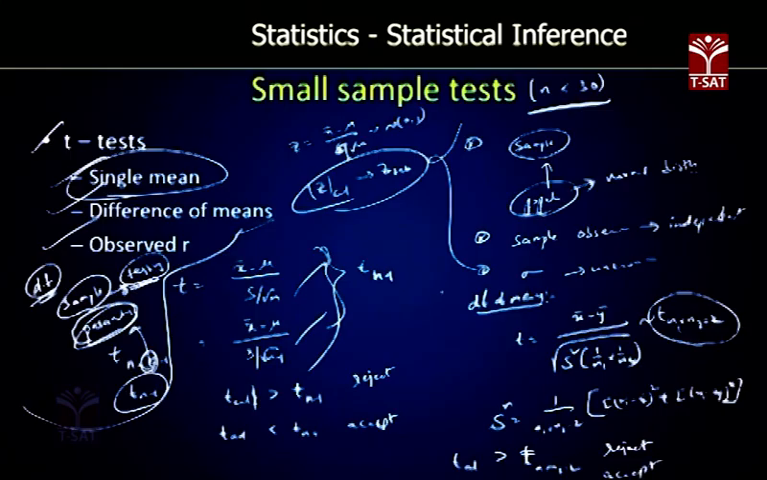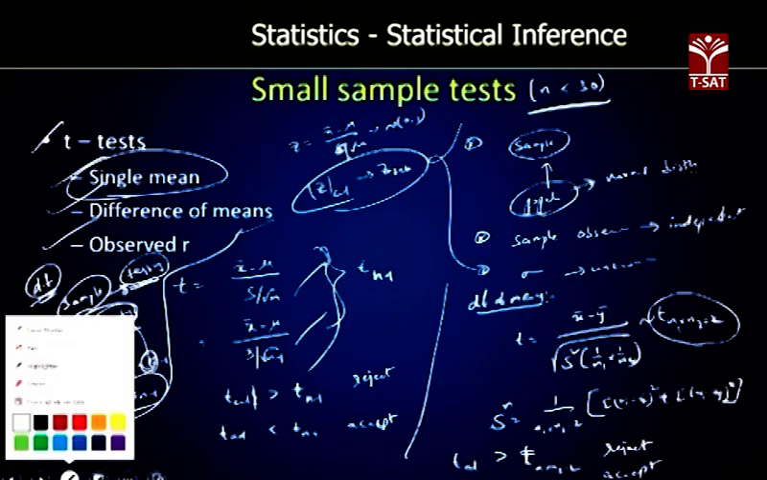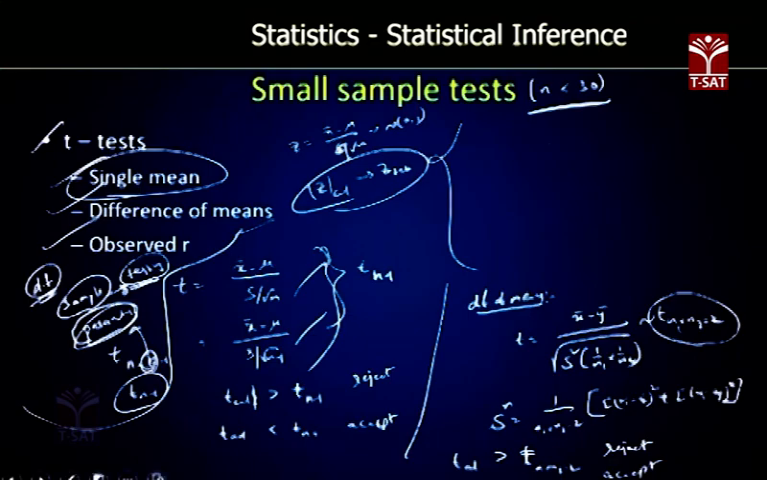So that is the difference of two means. Next, the observed correlation coefficient small r. Now you have to test the observed correlation coefficient r. The t statistic is given by t is equal to r into under root of n minus 2 divided by under root of 1 minus r square. This is a test statistic which follows t with n minus 2 degrees of freedom.